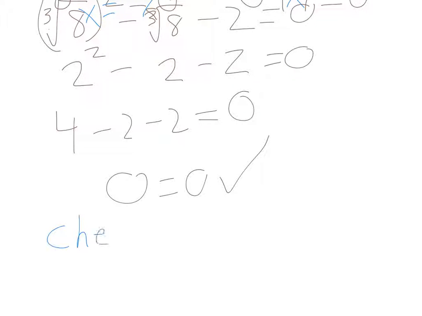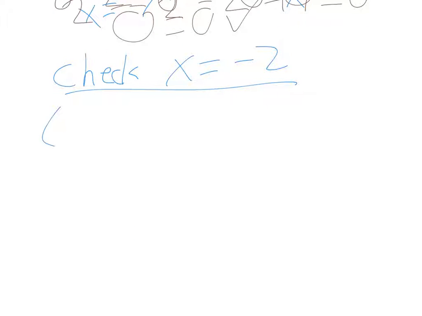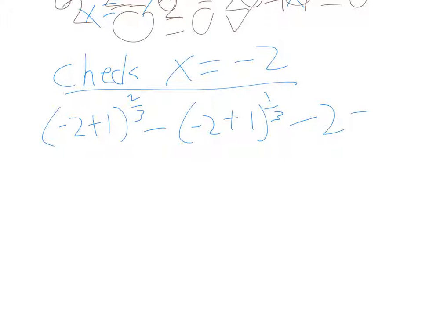Now we need to check x equals negative 2. Instead of x plus 1, it'd be negative 2 plus 1 raised to the 2/3, minus negative 2 plus 1 raised to the 1/3, minus 2 is equal to 0.